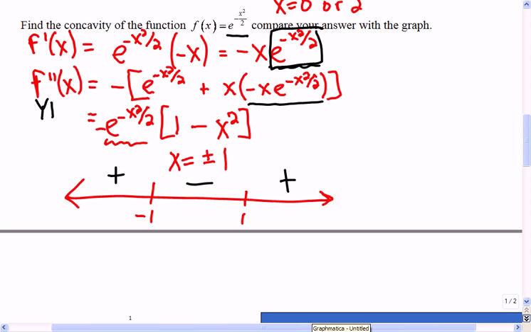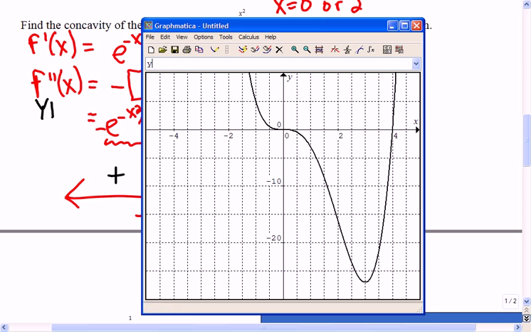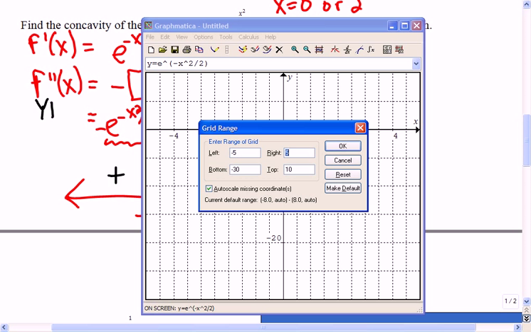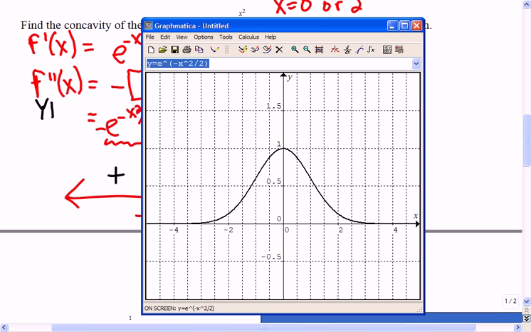Okay, so I'm going to show you the picture just to verify that this is making sense. So let's remove that. Let's go y equals negative e to the negative x squared over 2. And of course I'm going to change the range on this. Yeah, so there's a picture of the graph. And where we predicted was over here at negative 1 that there would be a change, and over here at positive 1 that there would be a change.